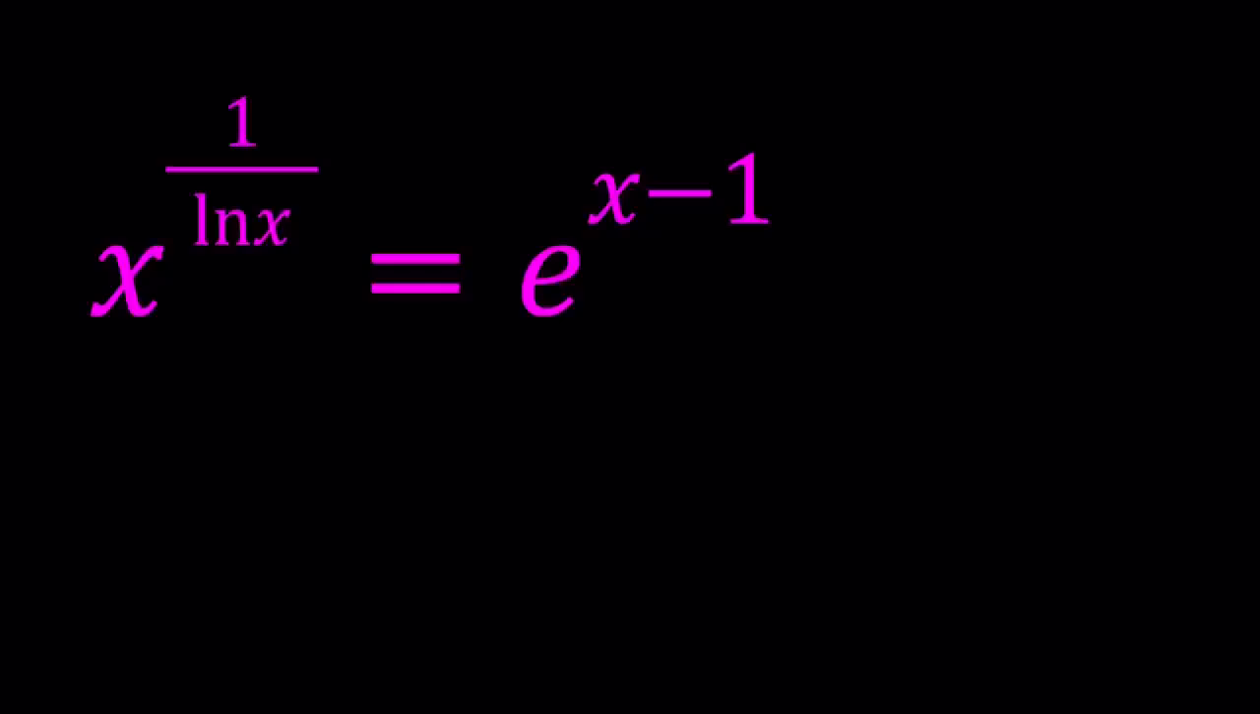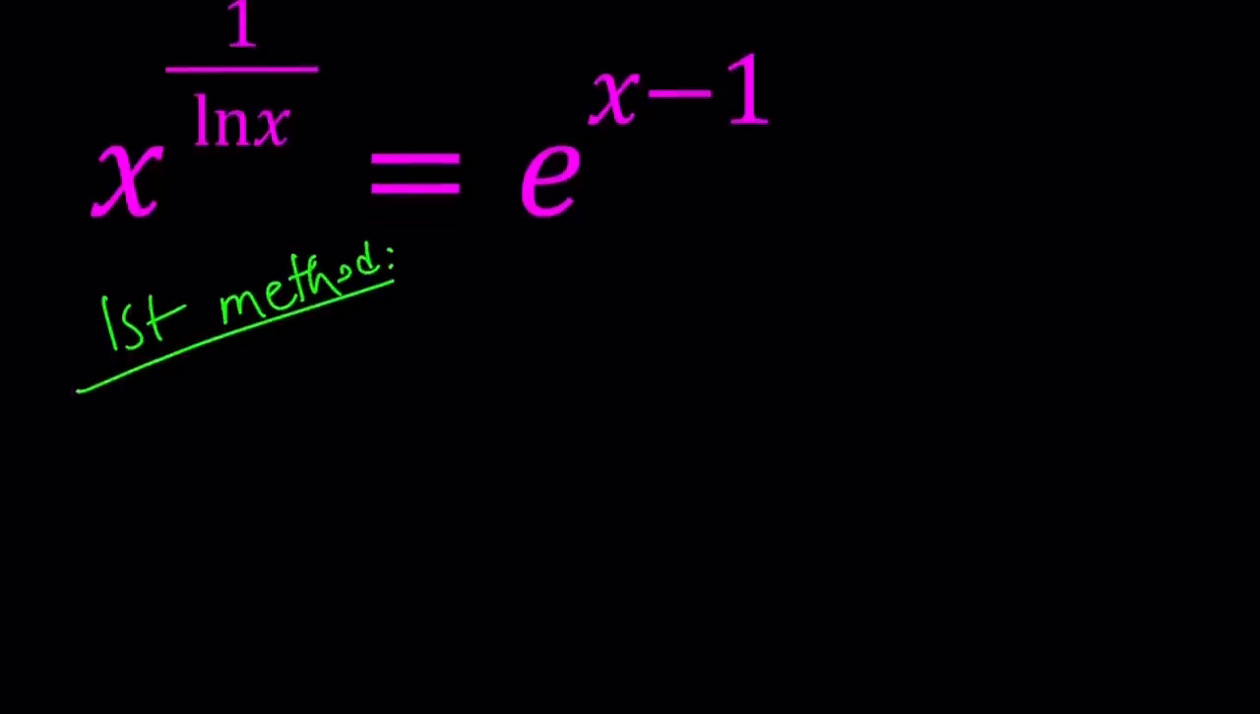So let's go ahead and start with the first method. For my first method, I'm going to do the following. Since I have 1 over ln x as an exponent, it makes sense to raise both sides to the power ln x so we can get rid of the 1 over ln x. So here's what I do. x to the power 1 over ln x raised to the power ln x, and I do the same thing on the right hand side.